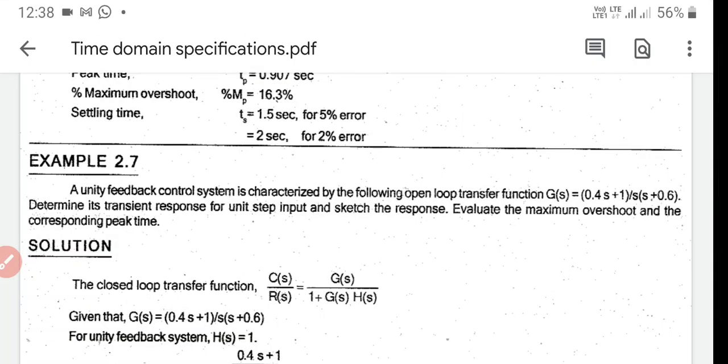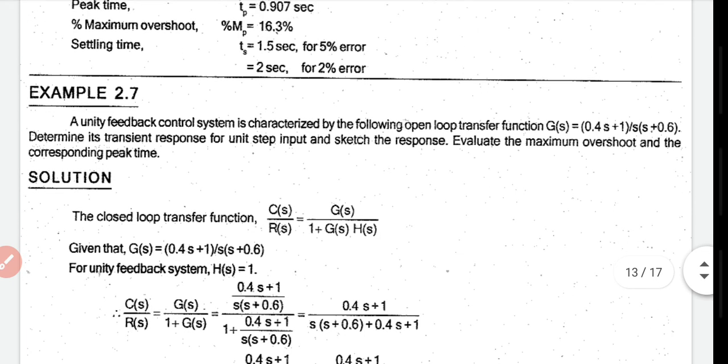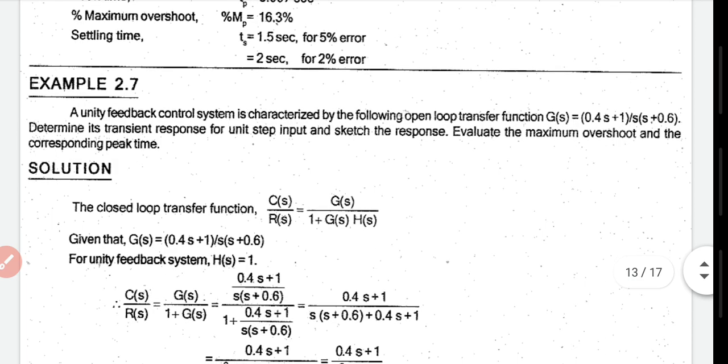So the next problem is, a unity feedback control system is characterized by the following open loop transfer function. G of s is equal to 0.4s plus 1 by s into s plus 0.6. Determine its transient response for unit step input and sketch the response. Evaluate the maximum overshoot and the corresponding peak time.